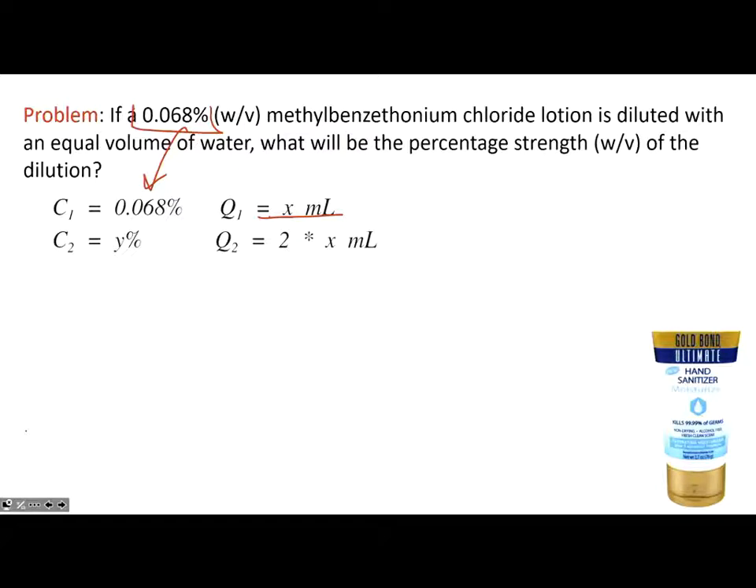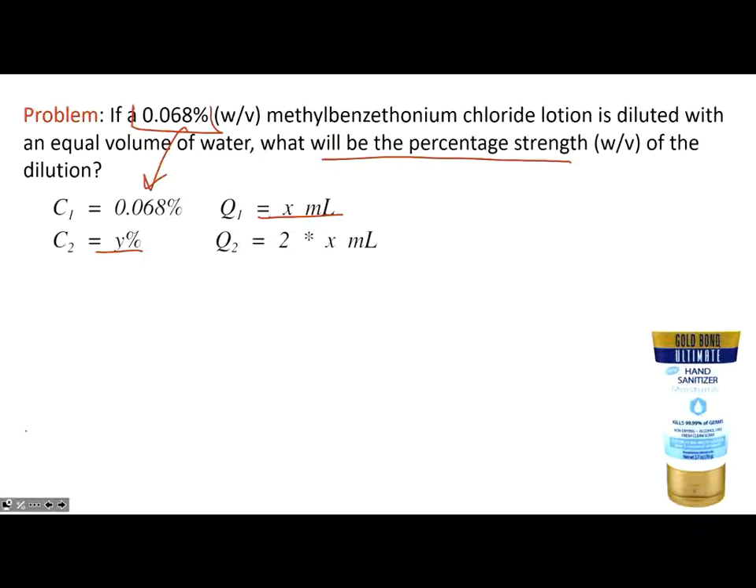Here's the deal. What will the percent strength be after the dilution? I don't know that either. I do not know. That's what I'm solving for. What I'm actually solving for is the final concentration. But I've already used X, so I can't use X again. So what's another good variable letter? Y. So what I did is I said Y% is now equal to the concentration after the dilution. Again, I don't know it.